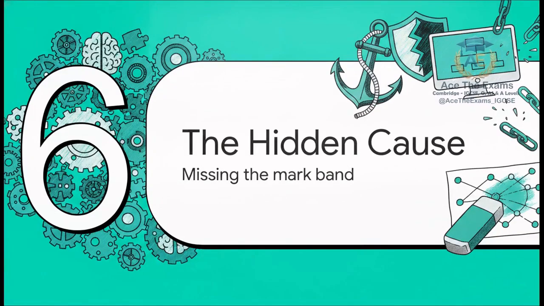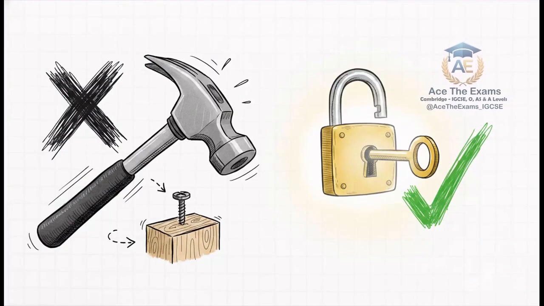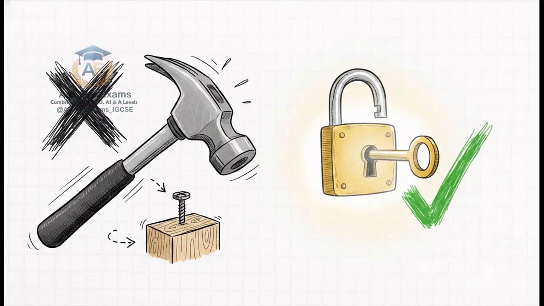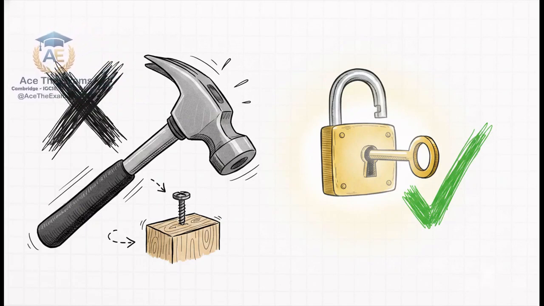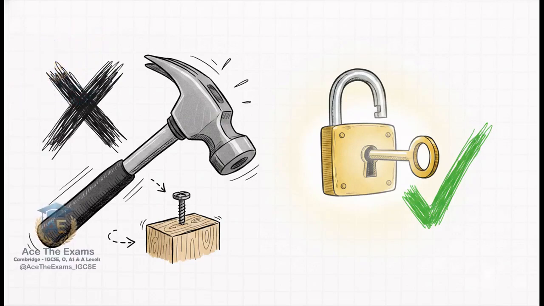Section 6, the hidden cause cliffhanger. Okay, so we've built an incredible memory structure today, and you know exactly how to anchor your theory to a scenario. But there is still one unresolved problem lingering in your exam strategy that can completely undo all of this hard work. Even with the perfect framework and flawless scenario context, you will still lose marks, sometimes missing the mark band entirely, if you misinterpret the specific command words that actually dictate how the examiners grade your paper. Knowing the difference between describe, explain, analyze, and evaluate is the hidden cause of dropped grades.